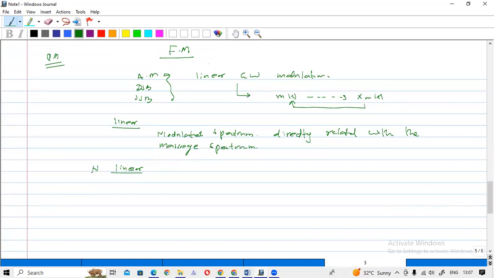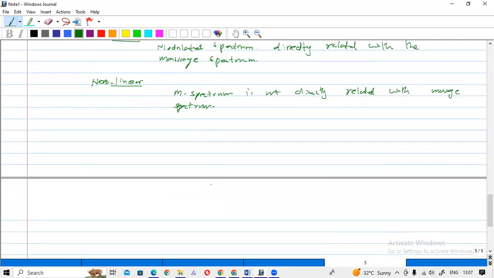In nonlinear modulation, the modulated spectrum is not directly related with the message spectrum. We can't simplify the spectrum. In linear modulation we can simplify the spectrum, but in a nonlinear system, finding the spectrum is more complex. So that is one property of nonlinear.